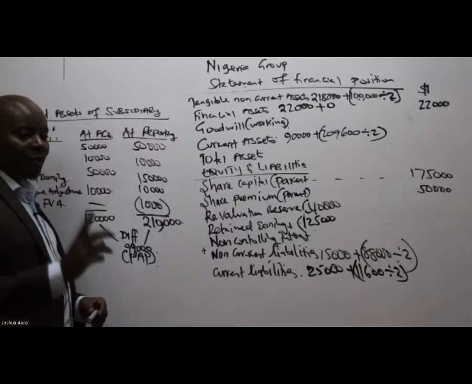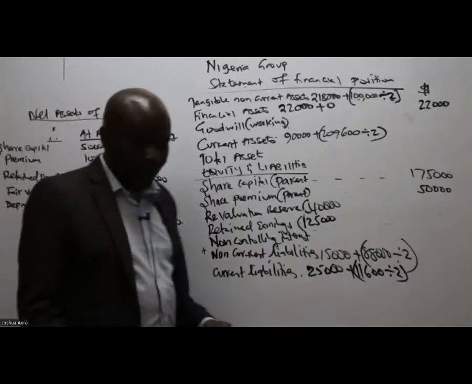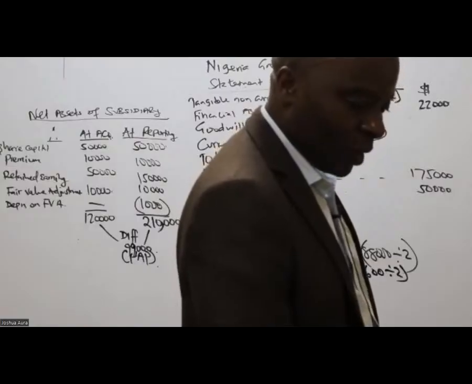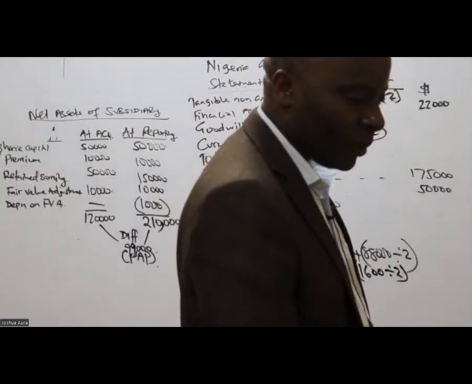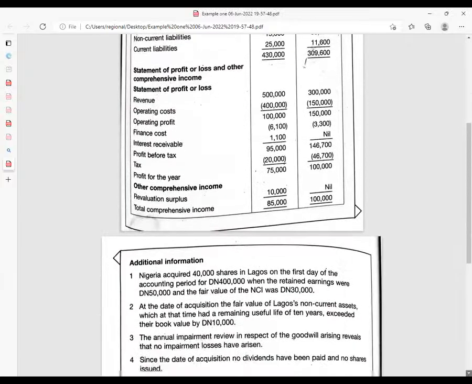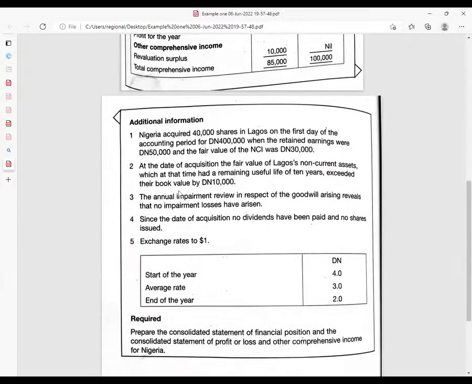If a student wants me to repeat something on this fair value adjustment, the evaluation of assets of the subsidiary when you are acquiring them. Like now here, they have told us something very nice. They've told us here that at the date of acquisition, the fair value of Lagos non-current assets, which at that time had a remaining useful life of 10 years, exceeded their book value by N10,000.